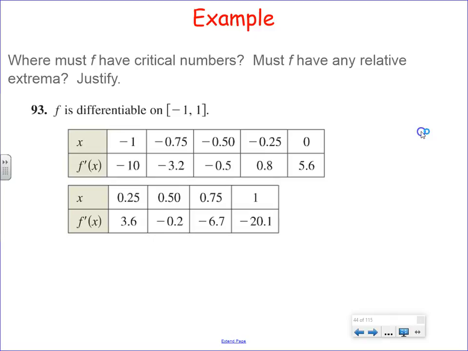We're taking a quick break from the graph, so those of you guys that are like, ugh, I hate the graphs, just hang in there. We're going to work on it a little bit more. So I want you guys take a second, read the directions. Where must F, bless you, have critical numbers? Must F have any relative extrema, and justify?